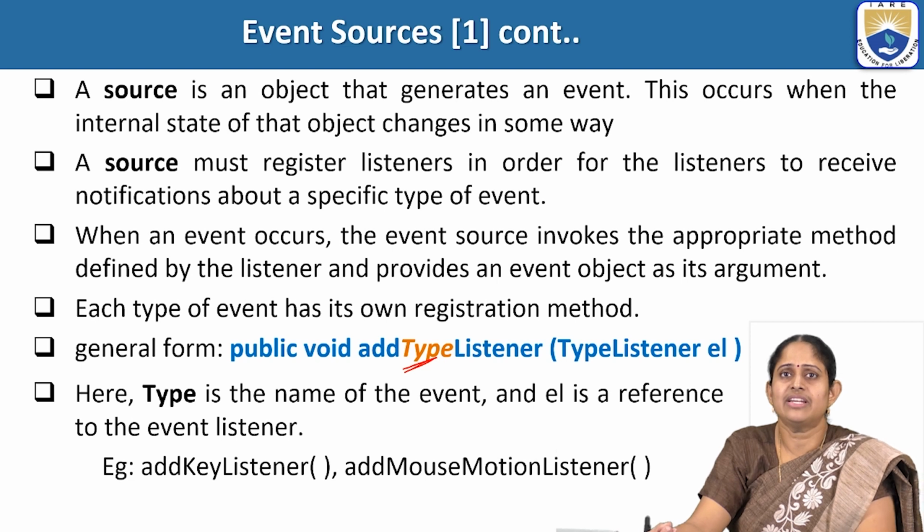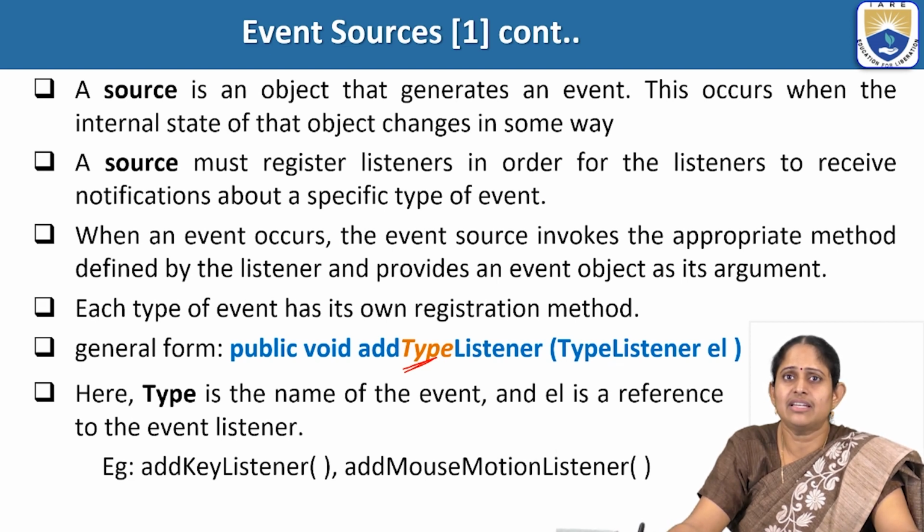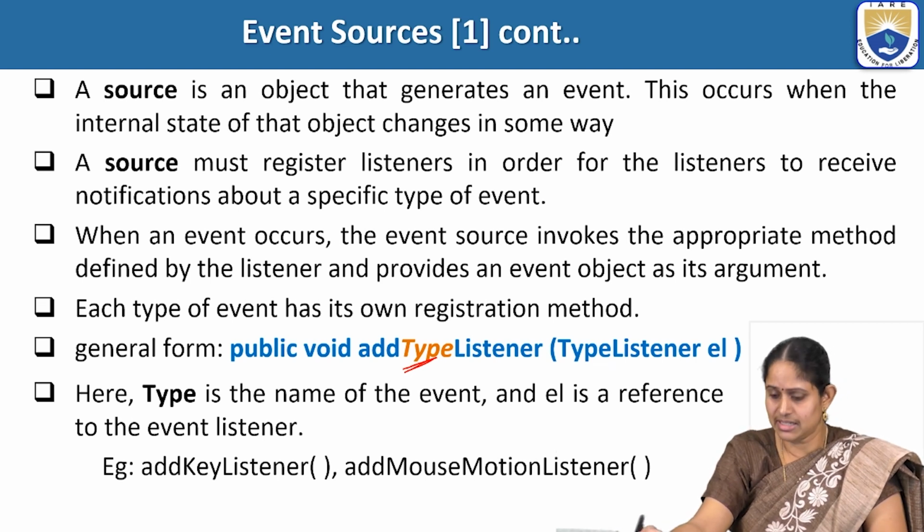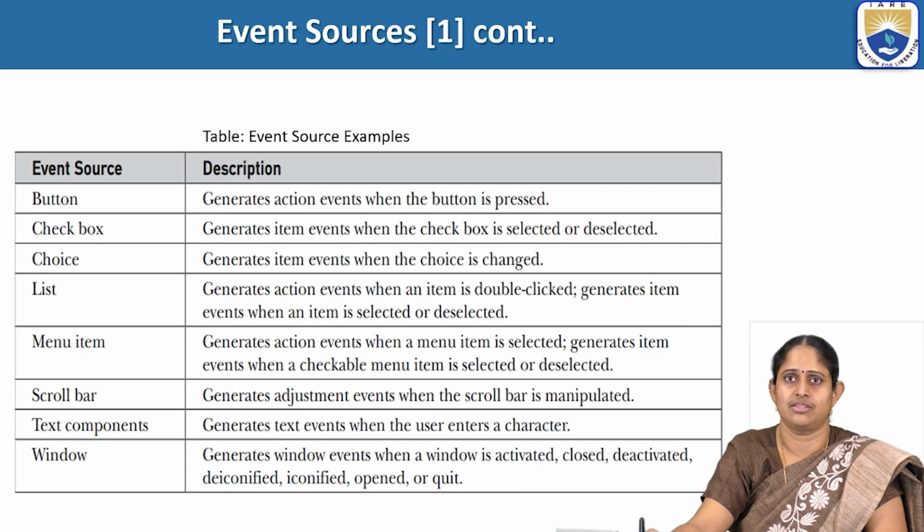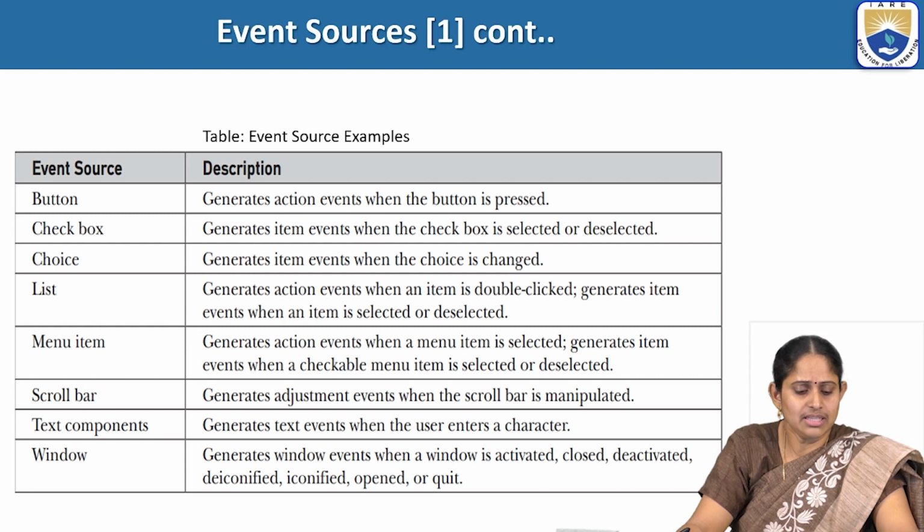So whenever a source generates an event, an information, a message will be passed to the listeners so that the listener can take appropriate action based on what is defined in it. Now, these are the various sources that can generate events.